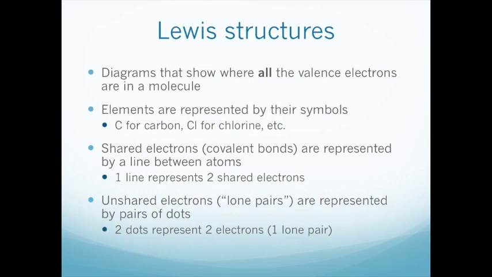Shared electrons in a Lewis structure are represented by covalent bonds, which are a line between 2 atoms, and a line represents 2 shared electrons. Unshared electrons are called lone pairs and are represented by pairs of dots. 1 dot represents 1 electron, 2 dots represent 2 electrons, and so on. Two electrons in general are stable together, whereas 1 electron will try to form a bond.